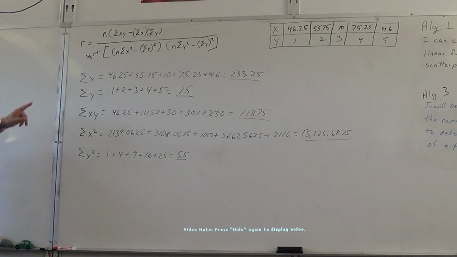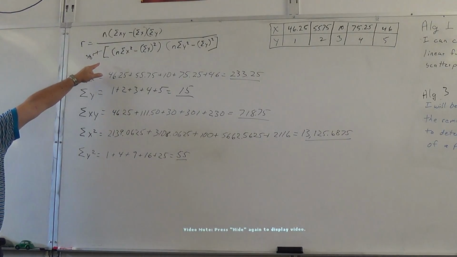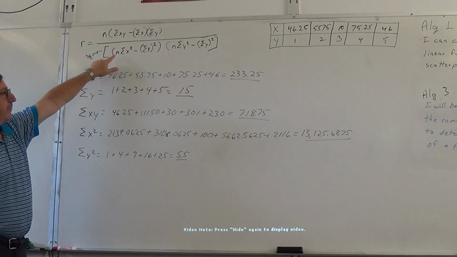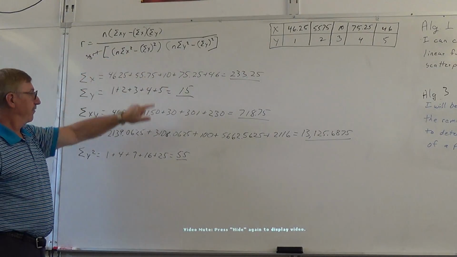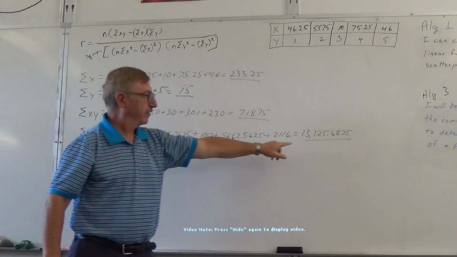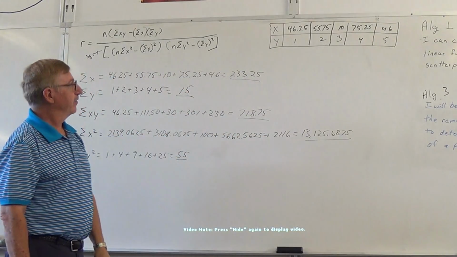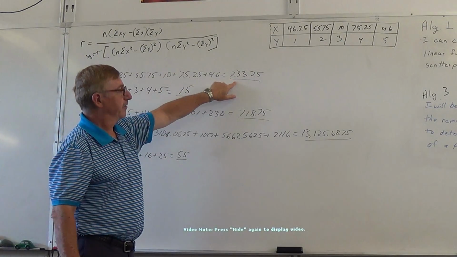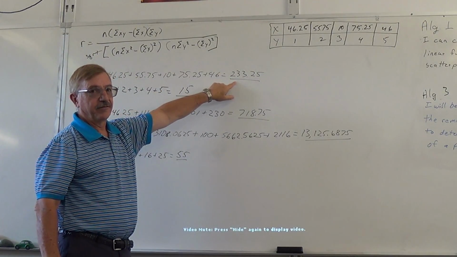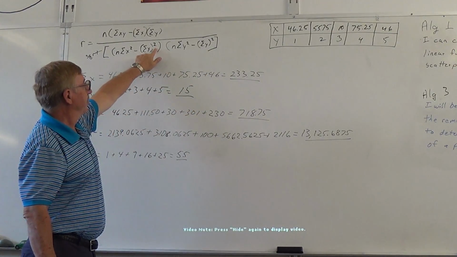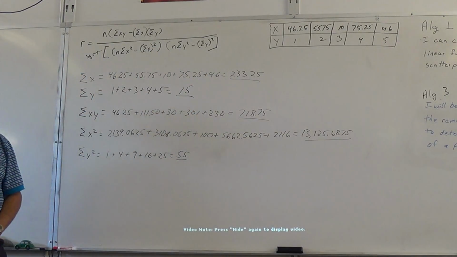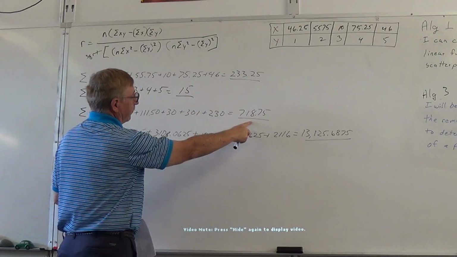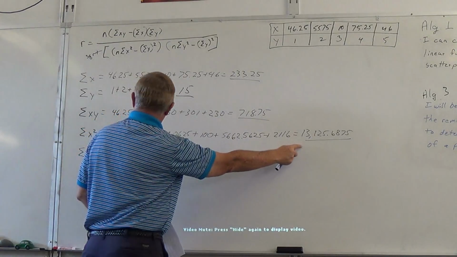And then you're going to divide that by all this. You have to take the square root of n, which is 5, times the summation of x squared, minus the summation of x, squared. The square is outside the parentheses, so you have to actually take this number and square it, and then subtract it from this number.